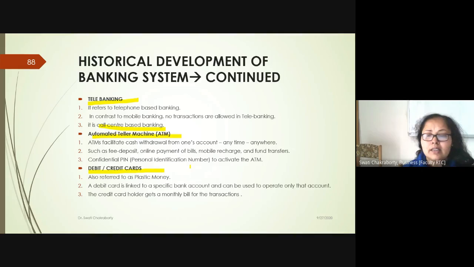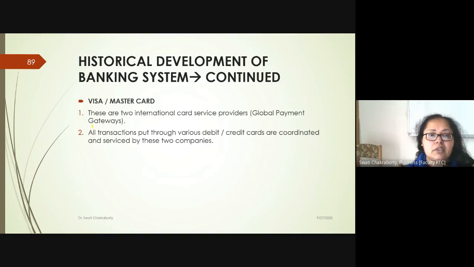A debit card is linked to a specific bank account and can be used to operate only that account. Whereas with a credit card, what happens? They get a monthly bill for the transactions that they make. We also have Visa and Mastercard, the two international card service providers, which are global payment gateways. Okay, so all transactions put through various debit or credit cards are coordinated and serviced by these two companies.